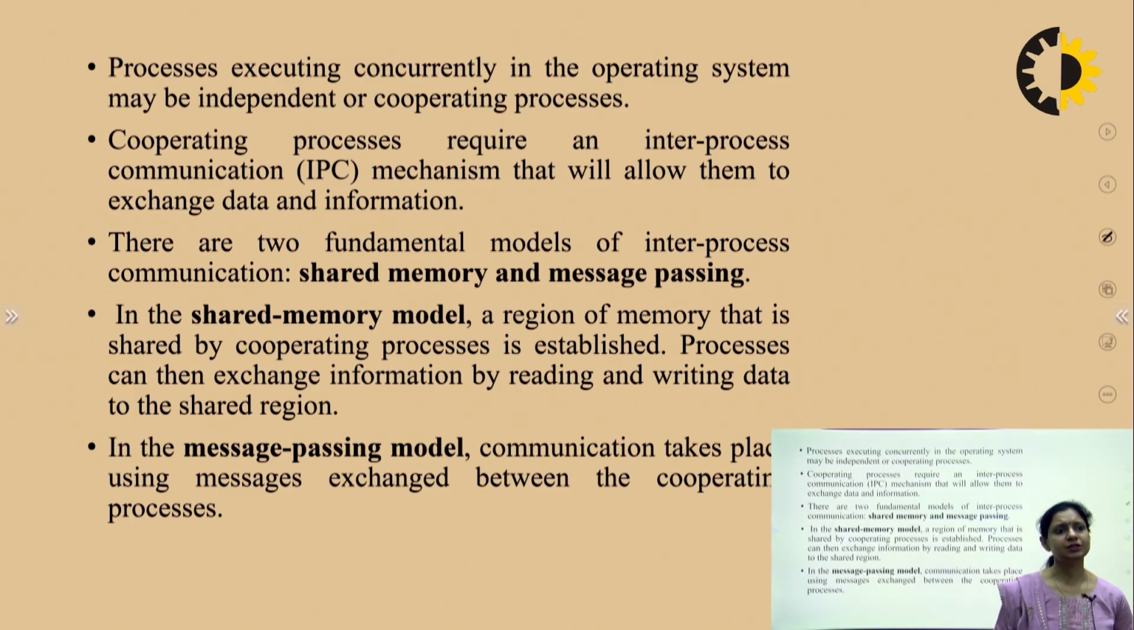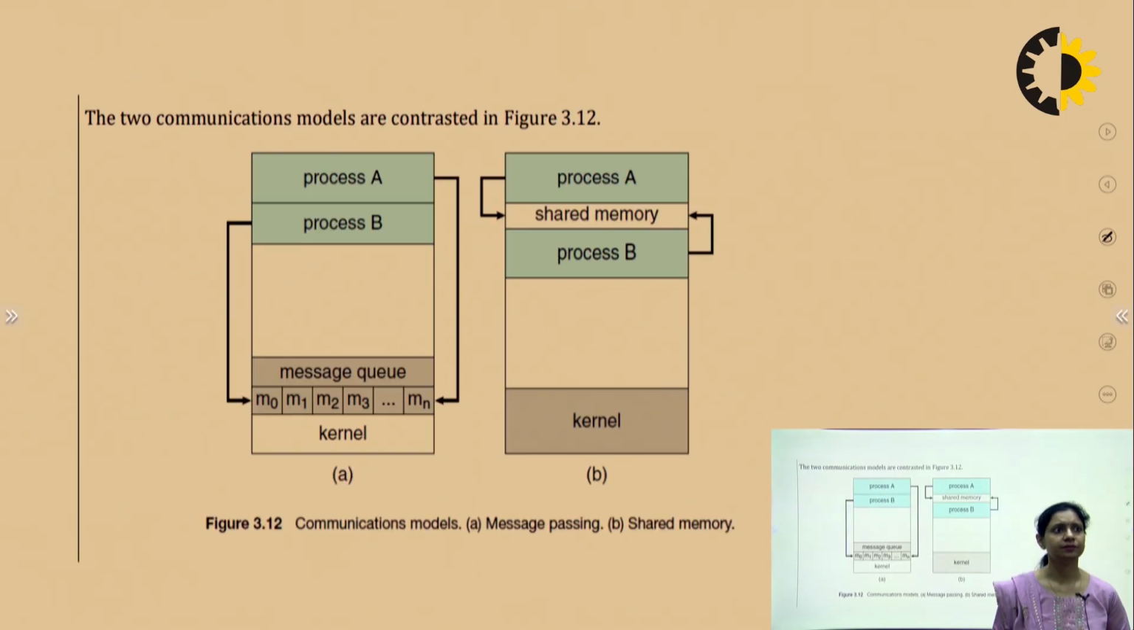Then we have a message passing model where the communication takes place through the messages which are being exchanged by the cooperating processes. We have the diagram over here. When we are talking about the shared memory, we have two processes, process A and process B, which are concurrently running in the system. They are cooperating processes. This is the shared memory which is available for process A and process B. Whatever communication happens between process A and process B happens with the help of this shared memory.